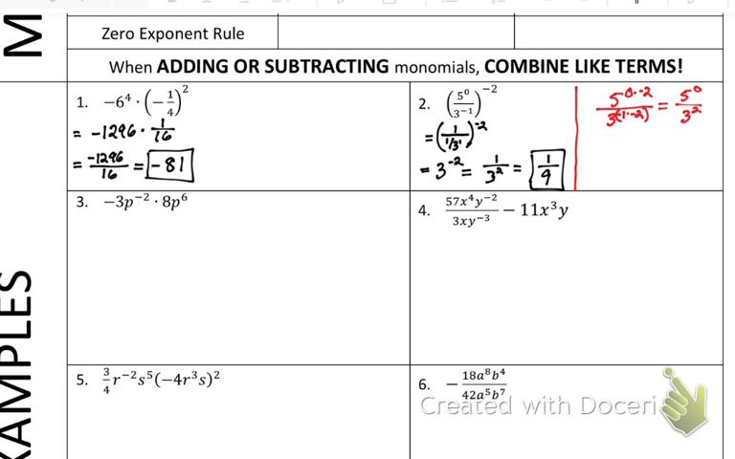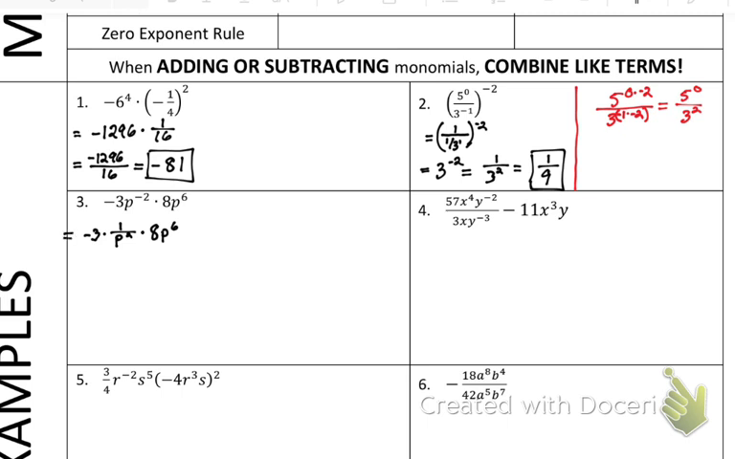All right, so the first thing I might want to look at is, do we have parentheses on anything? No. So this, to the negative second, only affects the p-value. It only affects the p-value. So we're going to have a negative 3 hanging out there. And that p is going to turn into times 1 over p squared, times 8 to the p to the 6th.